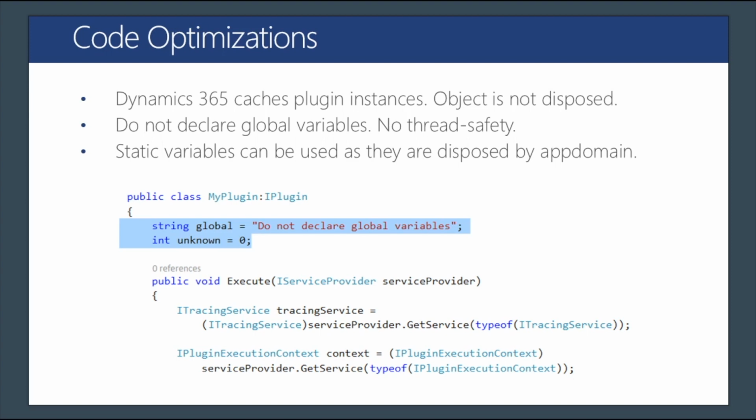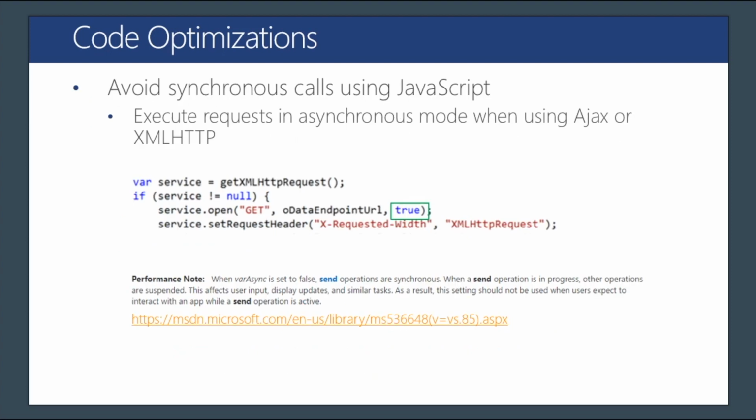So from an architecture perspective, the way our plugins work, you should avoid using global variables because they can cause thread safety issues. So that's another tip.